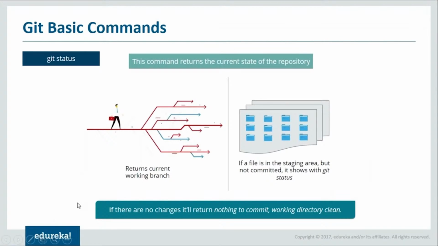Let's talk about git status now. So git status returns the current state of the repository. Git status will return the current working branch. If a file is in the staging area but not committed, it shows with git status. Or if there are no changes, it will return "nothing to commit, working directory is clean". Right, so let me just open my virtual machine again and I'll show you practically how this works.